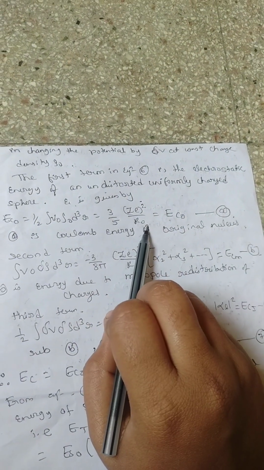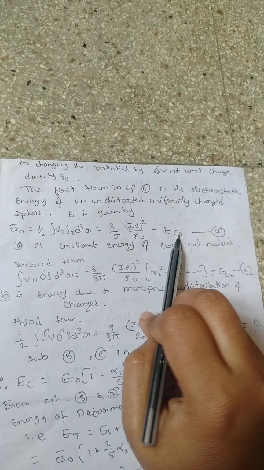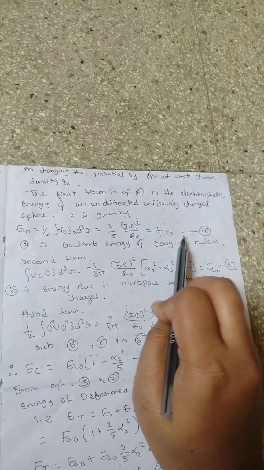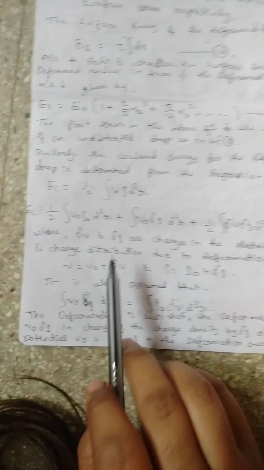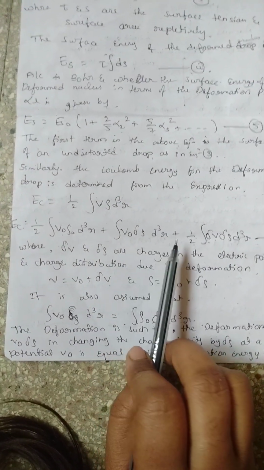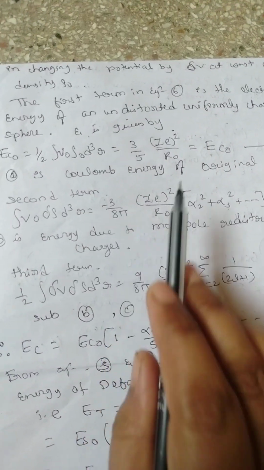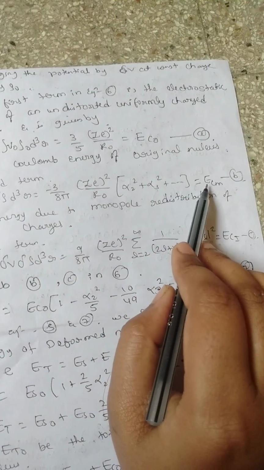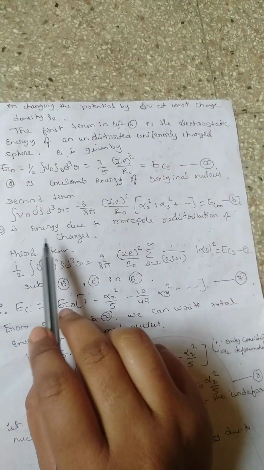We are taking that as 3 by 5 Z square by R naught. This term we are calling the Coulomb energy of the original nucleus, that is E of C naught, denoted by equation number A. Then the second term in equation number 6, that is V naught delta rho d cube R, we are considering as minus 3 by 8 Z square by R naught into alpha 2 square plus alpha 3 square plus so on, equal to E of Cm. This is the energy due to monopole redistribution of charges.